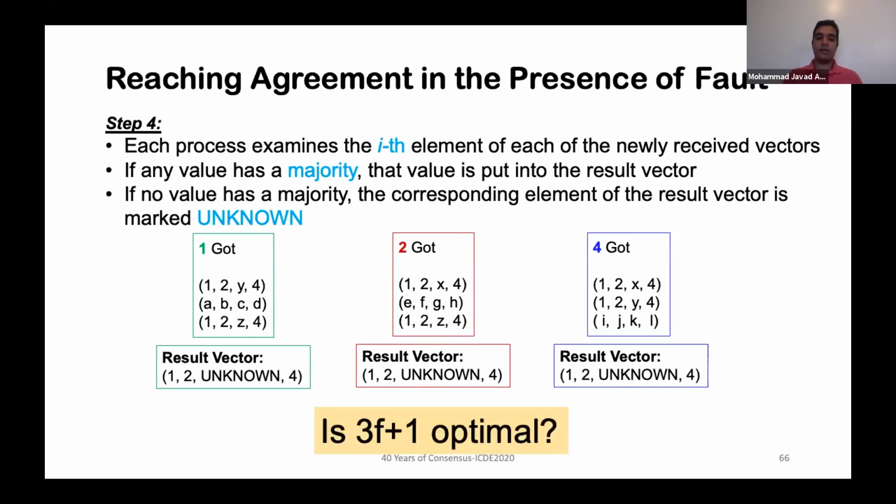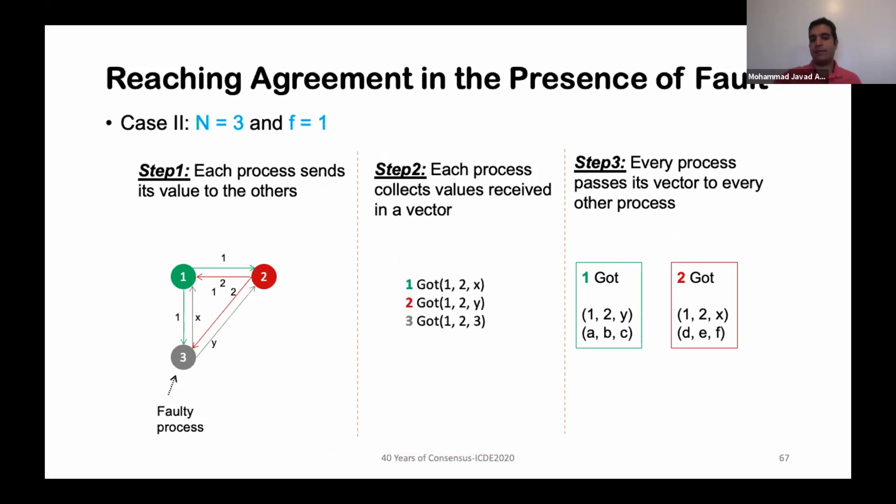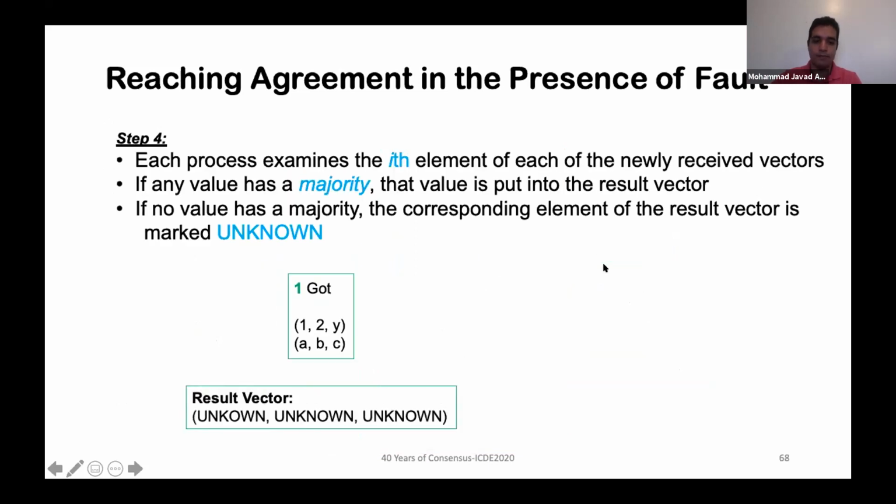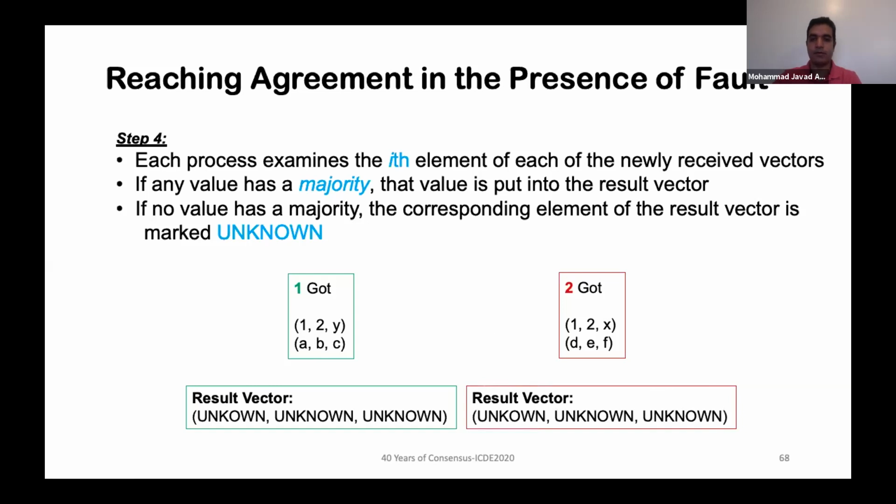In the paper, they have a proof that shows that 3f+1 is optimal. We can also have an example with 3 nodes and easily show that, okay, if we have 3 nodes, then these 3 nodes got different vectors. And once we have, for example, 1 and 2 as correct nodes, there is no majority between the elements that they receive. So we cannot have agreement with 3 nodes, basically with less than 3f plus 1 nodes.